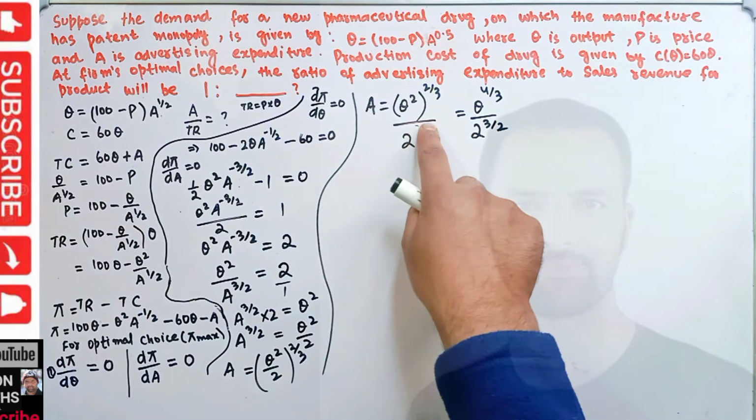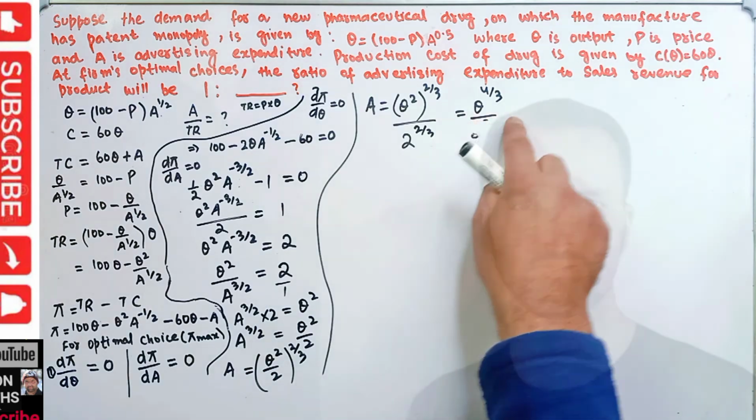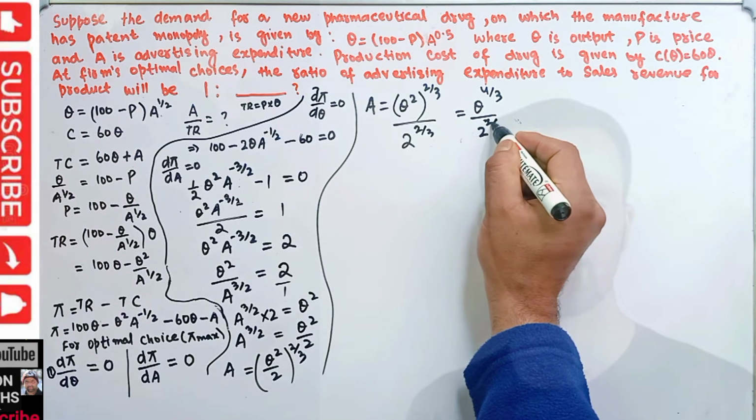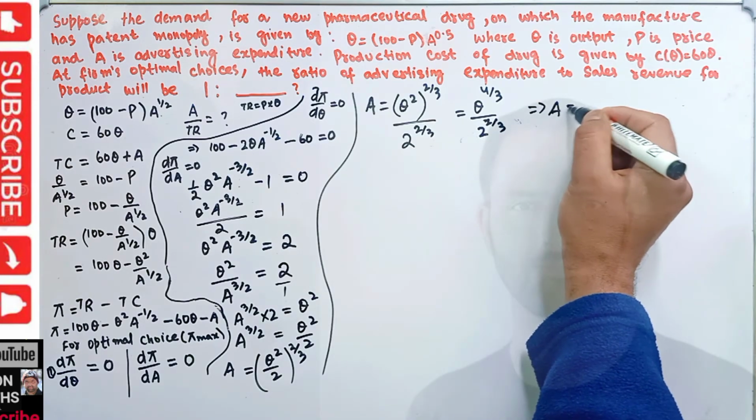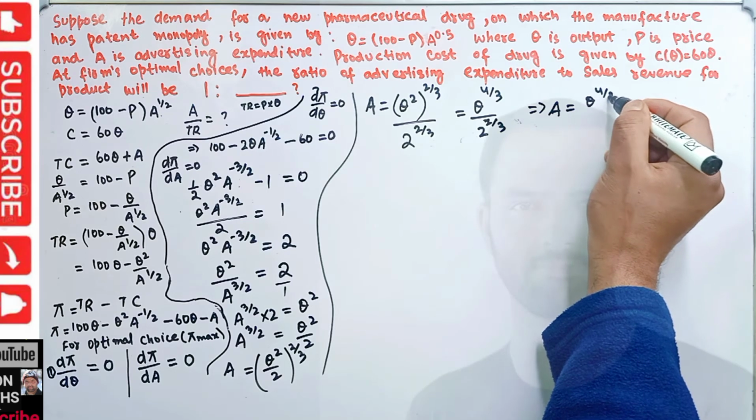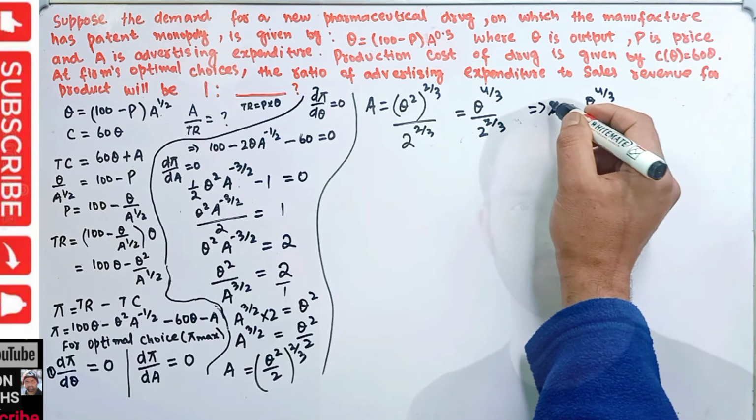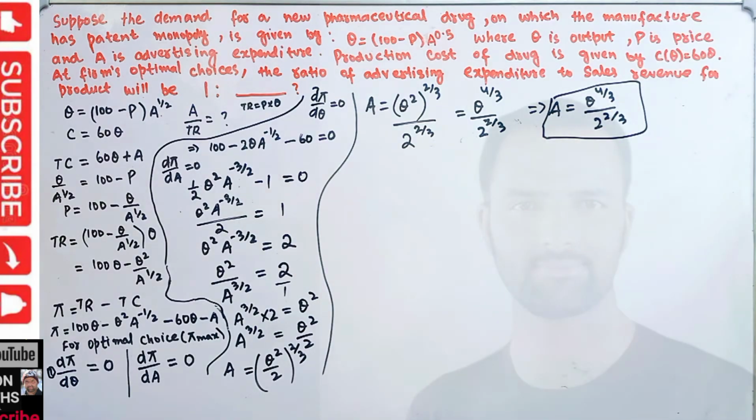Sorry, it is 2 upon 3. So I will write here 2 to the power 2 upon 3. This is our a. So that means our a is equal to q to the power 4 upon 3 upon 2 to the power 2 upon 3. So we need this very result. I hope I am making myself clear.